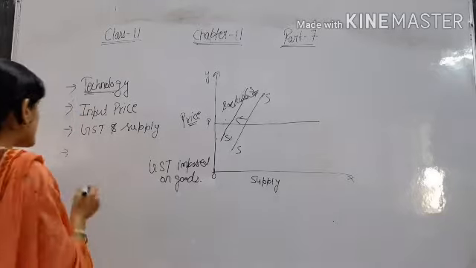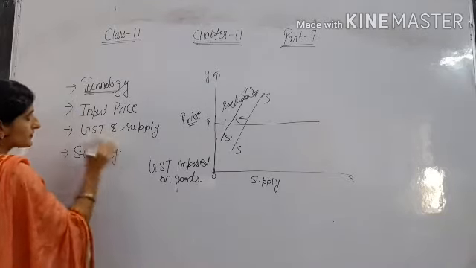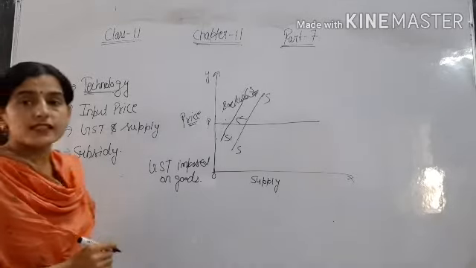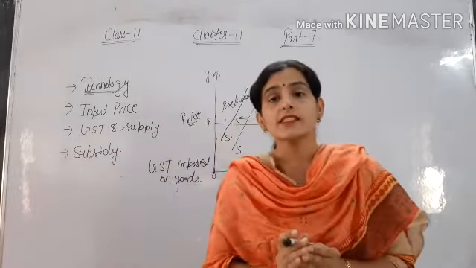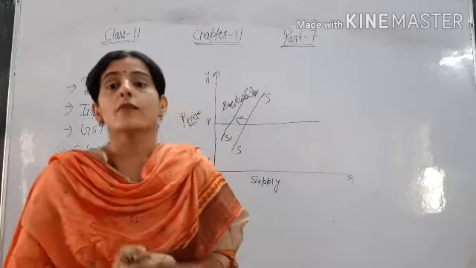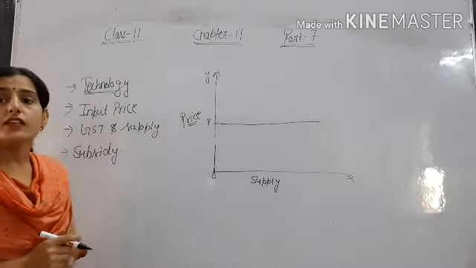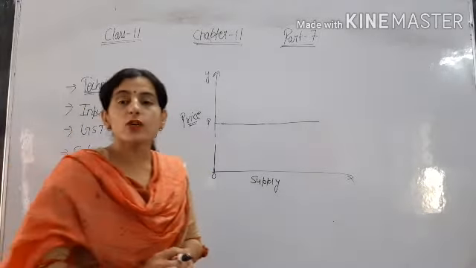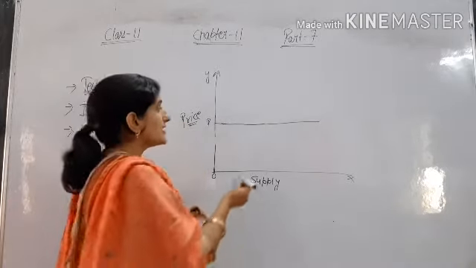Now the next is subsidy. A subsidy is given by the government to the producer. So if there is a subsidy, then the producer will supply more at the same price. If there is a subsidy on the goods, then a producer will supply more at the same price.